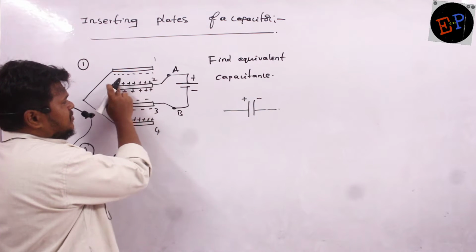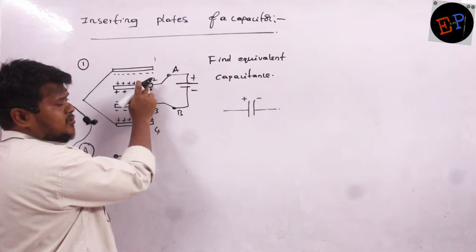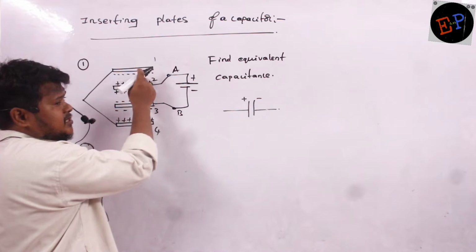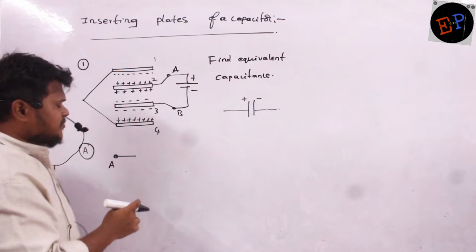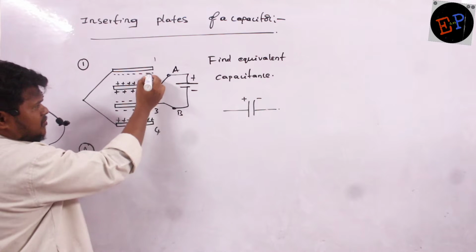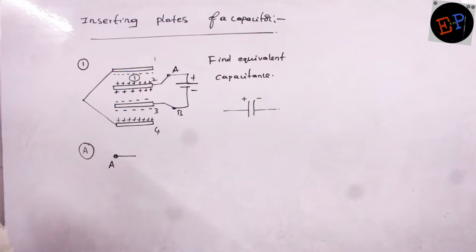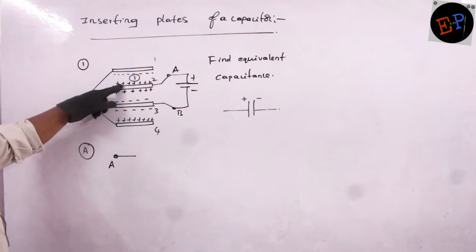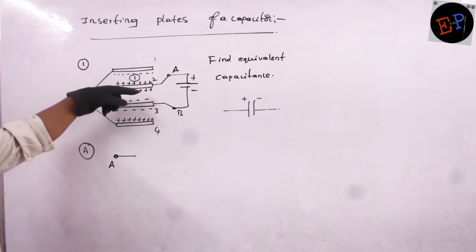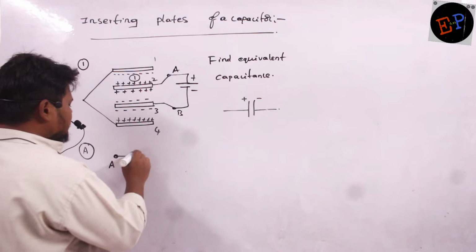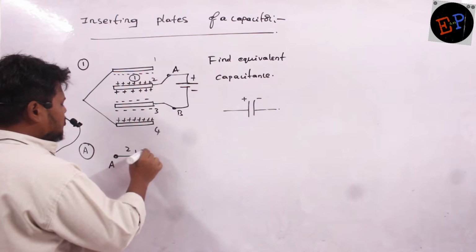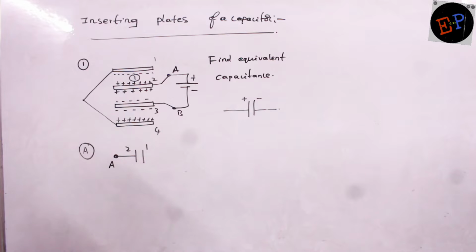So the second plate on this side is positively charged, and the first plate on the same side is negatively charged. So plates 2 and 1 will make one capacitor. So this is the first capacitor. Are you able to understand? In between plate 2 and plate 1, one capacitor is formed. So how can I draw this? This is one capacitor, 2, 1. Are you able to understand?